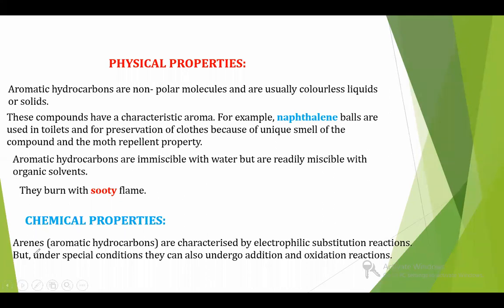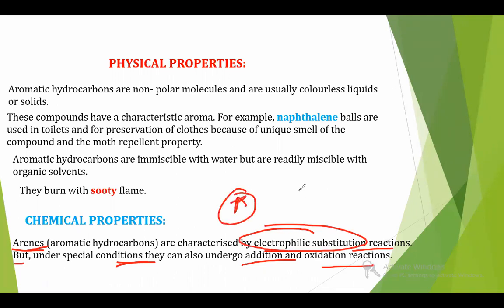Aromatic hydrocarbons are also called arenes, as I said in the beginning itself. Arenes are characterized by electrophilic substitution reactions. Under normal conditions they undergo electrophilic substitution, and under special conditions they can also undergo addition and oxidation reactions. Electrophilic substitution occurs because of the conjugated pi electron system. These are the benzenoid compounds.